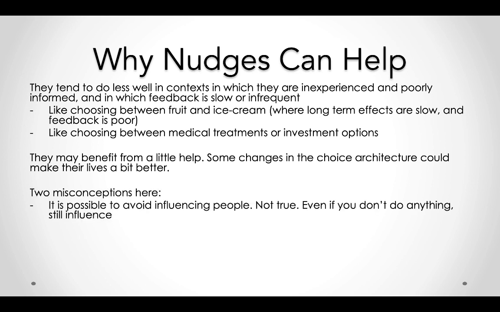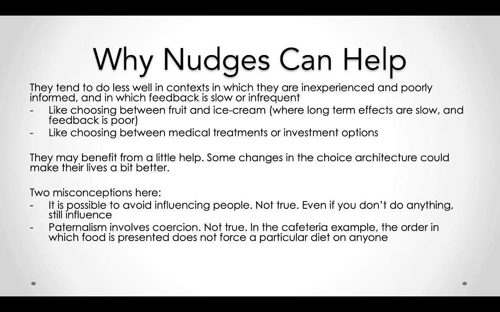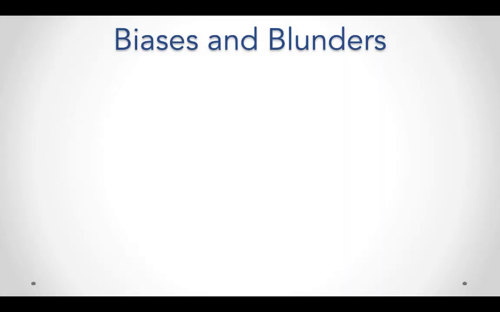All right, so two misconceptions. It is possible to avoid influencing people. Nope, not true. Even if you don't do anything, that is still a response, still a choice, still a response that influences the people around you. Paternalism involves coercion. Not true. In the cafeteria example, the order in which food was presented does not force a particular diet on anyone. So just because you tell people, it doesn't mean you're forcing them. So that's the causality effect here.